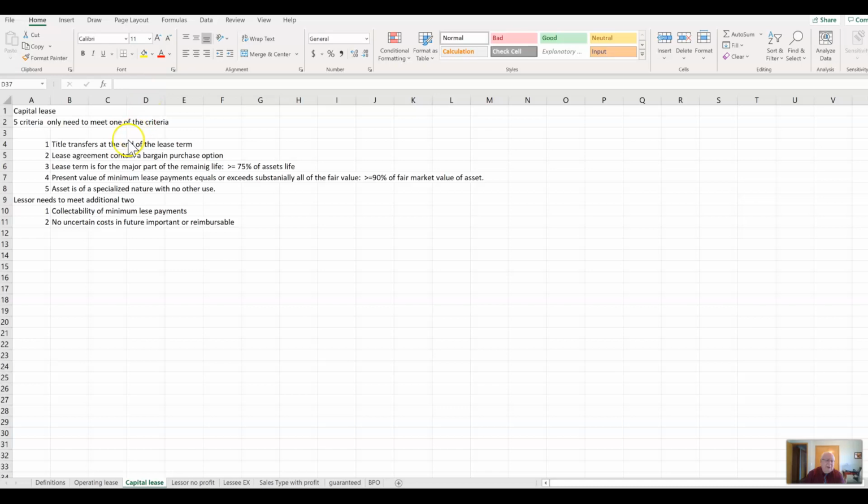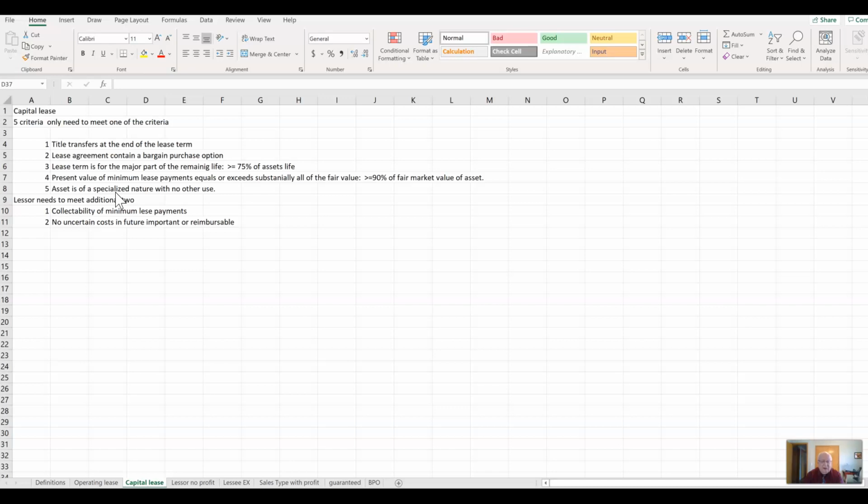These are the 5 criteria that you need. You only need to meet one of those to be a capital lease. If title transfers at the end of the lease term, or if you have a purchase option at a bargain price, it's a capital lease. If the lease is for the major part of the asset's life, it can be classified as a capital lease. And I have the 75% on there because that's what is recommended by FASB.